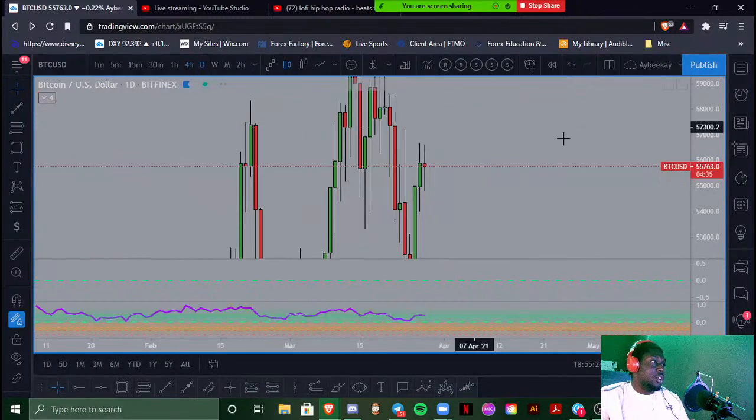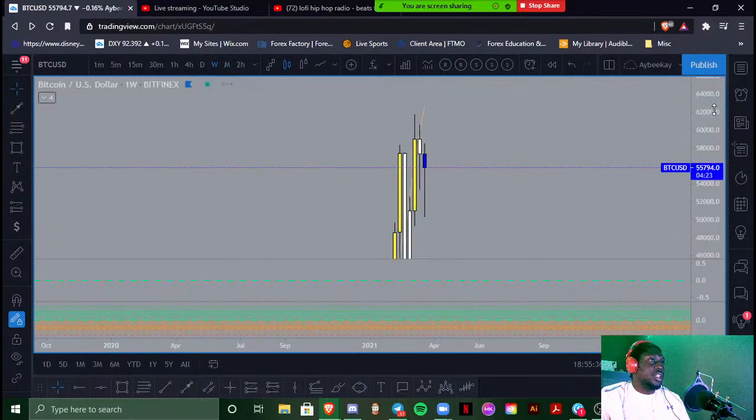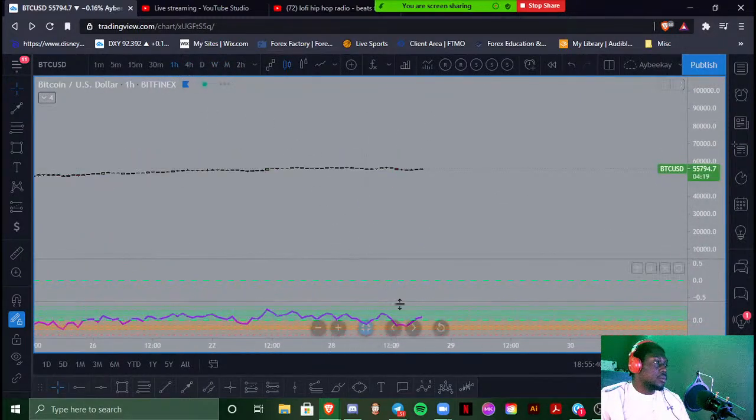I know the daily is still very much bullish. It's over here at the upper danger zone. If it really still holds here by tomorrow, then I would still expect it to sell, to be quite honest. Weekly, forget about it. It's extremely bullish on the weekly.